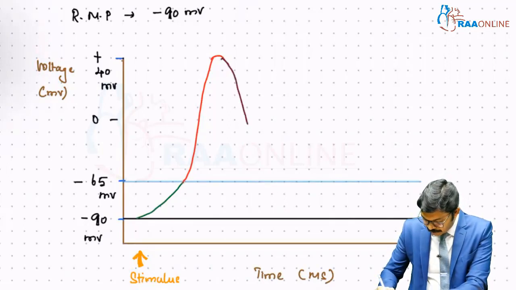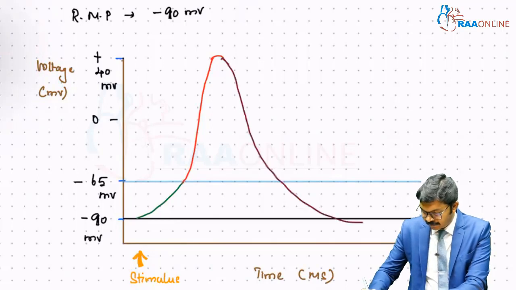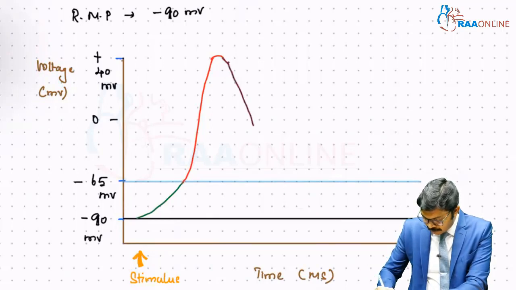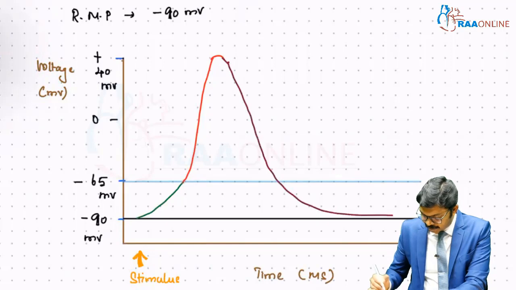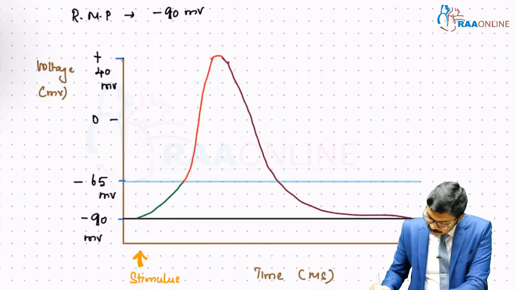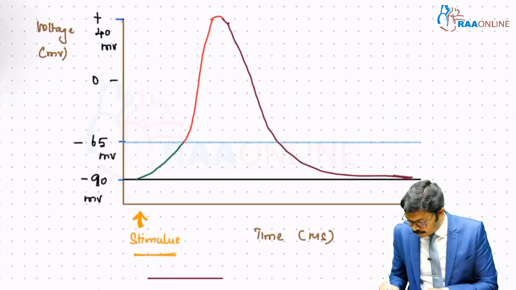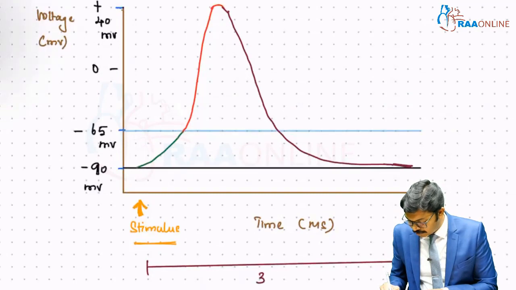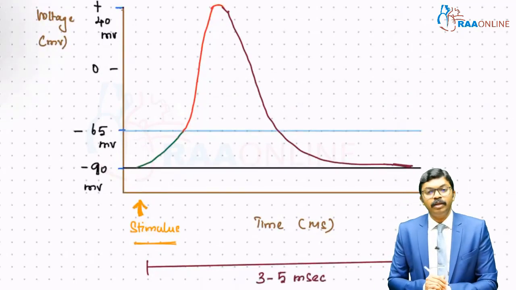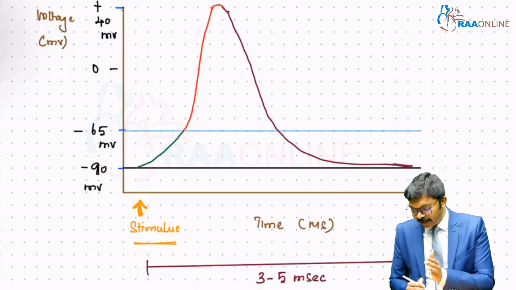It's going to be a repolarization and it takes extra time. So the whole event of the skeletal muscle action potential will take about 3 to 5 milliseconds, guys. Now let's look at each and every event here.